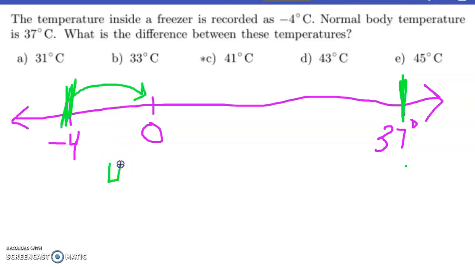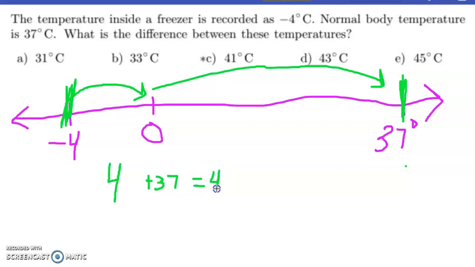So already I have 4 jumps. Then I'm going to go another 37 jumps to get to the temperature of a normal body. So if I take 4 jumps and I add 37 more jumps, well, guess what? I have a total of 41 jumps. And the distance between two numbers is always positive. Distances are always positive. So my answer would be here, C, 41 degrees Celsius. Good luck with this one.